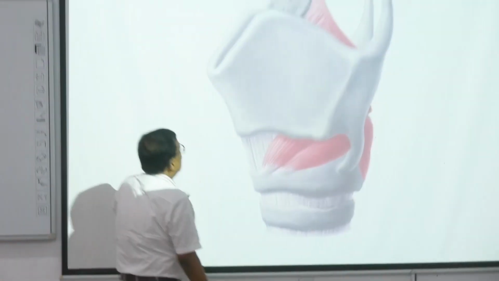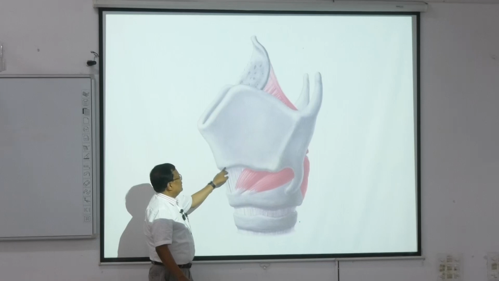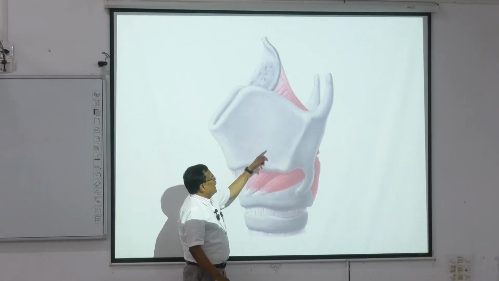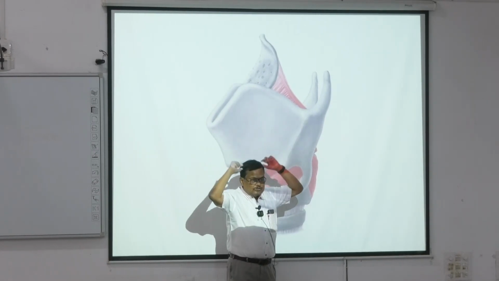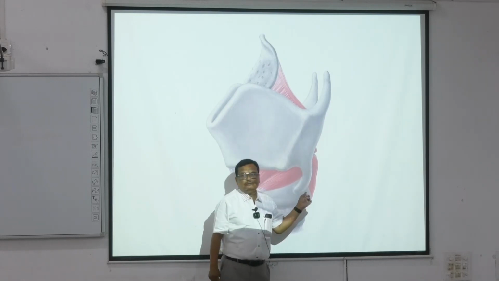And these laminae have a superior border and an inferior border. And from the posterior side, there are two horns, a superior horn and an inferior horn.